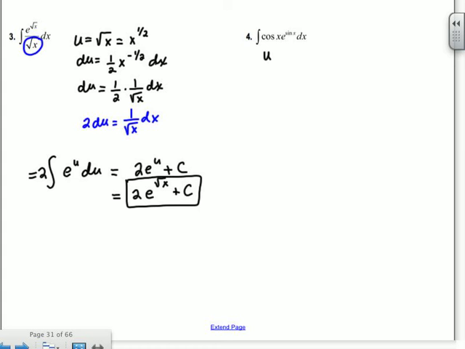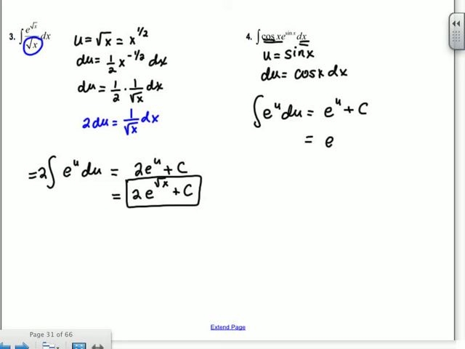The next one, u is sine of x. So du is the derivative of sine, which is cosine of x dx, which worked out perfectly because that's what we needed. So we have e to the u du again. So we integrate, it's just e to the u plus c. So our answer is e to the sine of x plus c. Okay, so obviously e to the x is very easy to integrate. We like those.